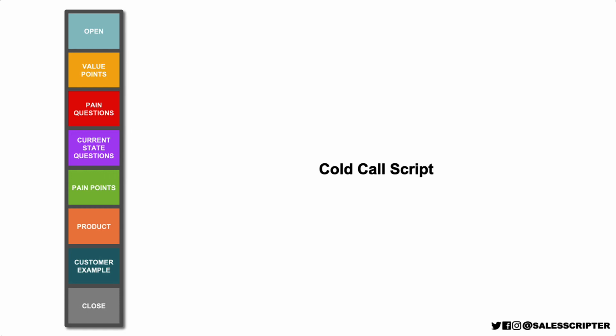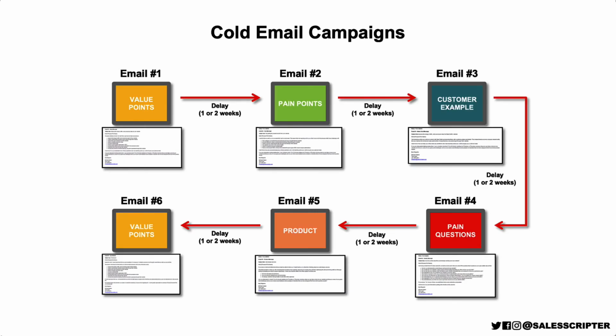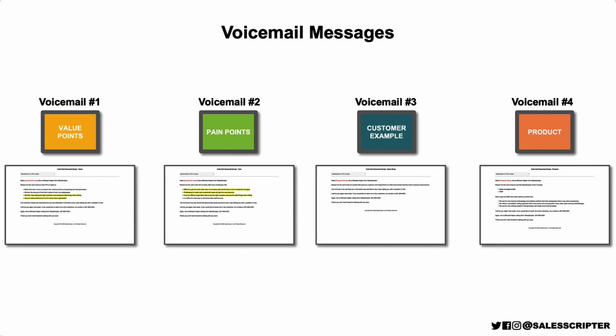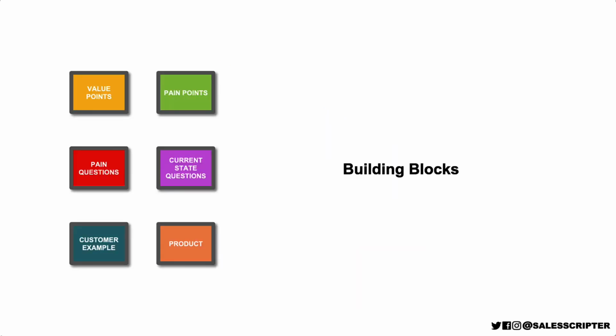You can create a cold call script. You can mix and match those blocks to create an appointment script. You can use those same blocks to create an email campaign and create cold email messages. You could use those blocks to create voicemail messages. You could also use those same blocks for all of your different objection responses. So as you can see, the hard part is creating those blocks. Once you have those blocks, the easy part is to create all of your different scripts and emails and documents.